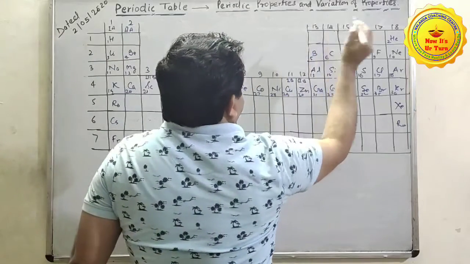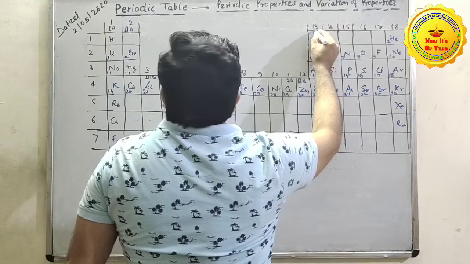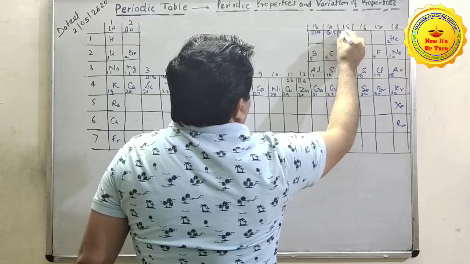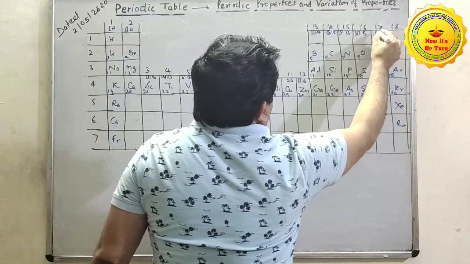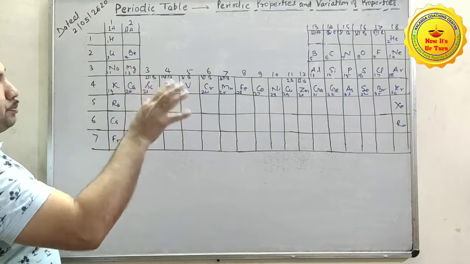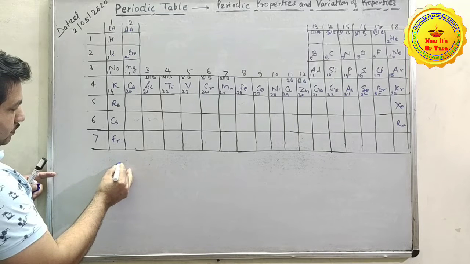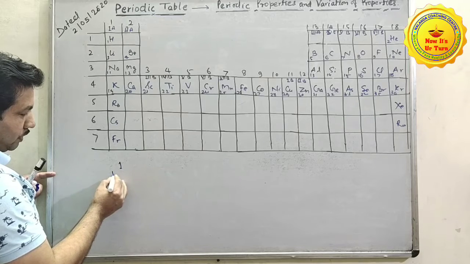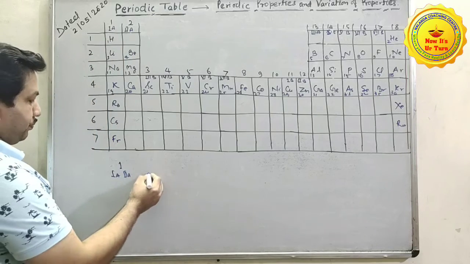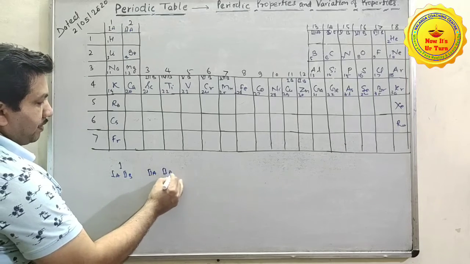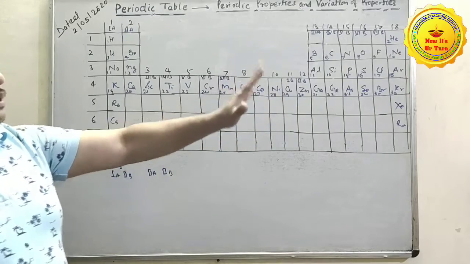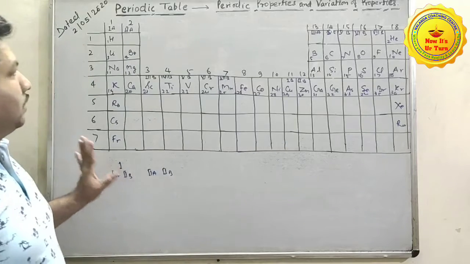Now this one is third A, third B, fourth B, fifth B, sixth B, and here seventh B. Clear? It means according to Mendeleev's periodic table, first group dividing two subgroup, first A and second A. In same way, second group dividing two subgroup, second A and second B. In same way, at that time there were eight groups and noble or inert gases were not discovered at that time. Clear?